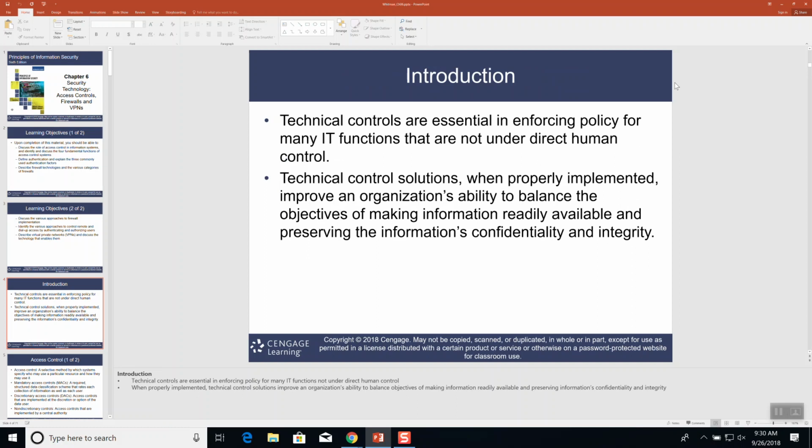Introduction. Technical controls are essential in enforcing policy for many IT functions that are not under direct human control. Technical control solutions, when properly implemented, improve an organization's ability to balance the objectives of making information readily available and preserving the information's confidentiality and integrity. You try to use tools to help you control it so that you don't have to manually monitor a person. So that's kind of the idea behind that.